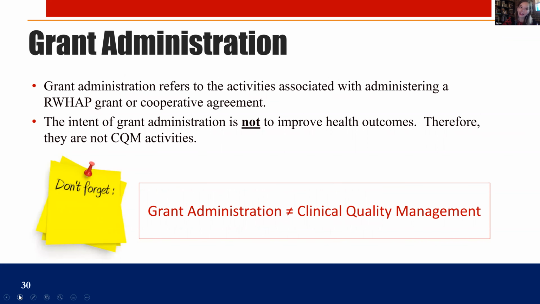Something to keep in mind, and we'll remind you about it a lot throughout this training series, is that quality improvement activities are not grant administration. You want to be protective of your committee and make sure it is focused on improving health outcomes, because that is the split between quality improvement and quality assurance. The intent of grant administration is not to improve health outcomes, and therefore those administrative activities shouldn't be done within the responsibility and roles of the CQM committee.